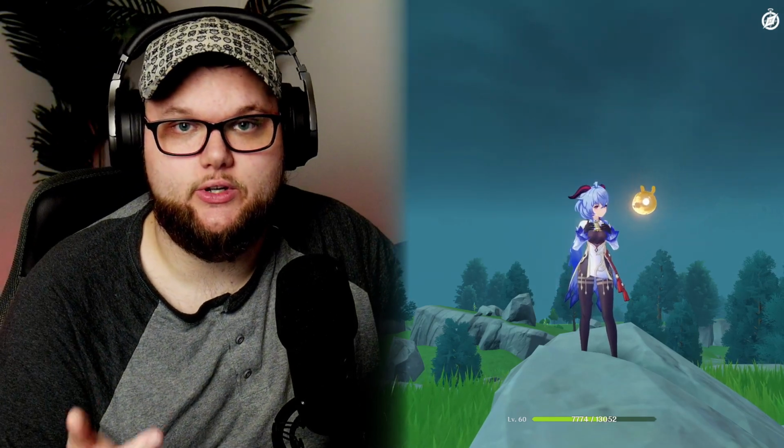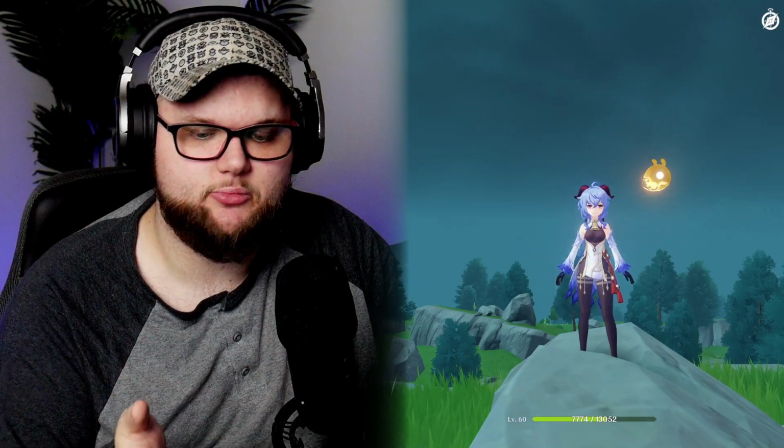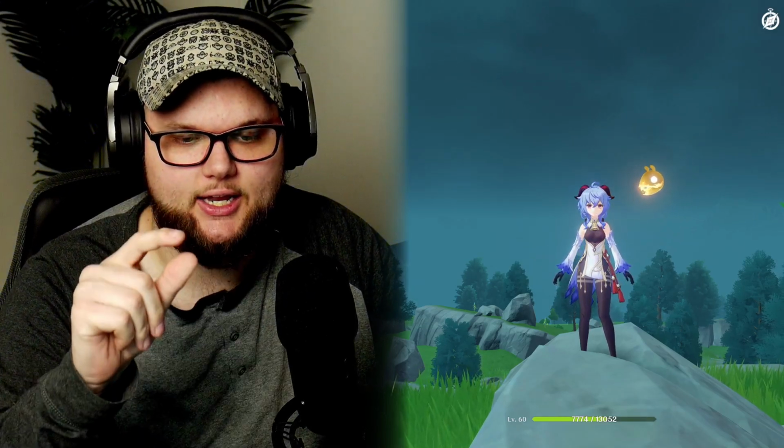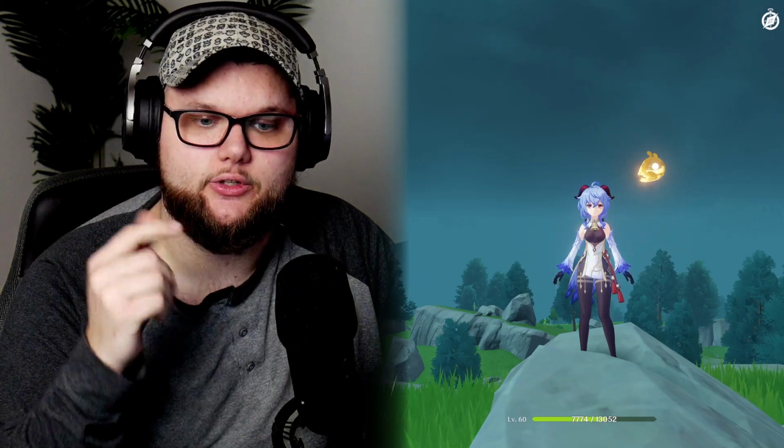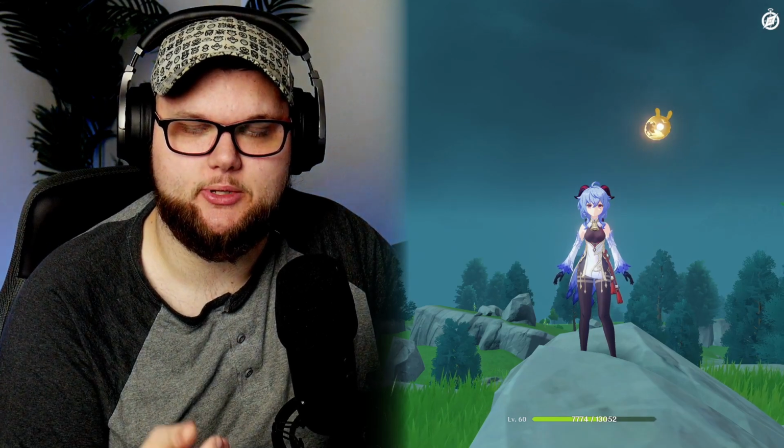You can always know if an enemy or yourself is inflicted by some sort of element just by looking either above their HP bar or their level, depending on what kind of enemy you're fighting, or for yourself, it will be just above your HP bar as well.